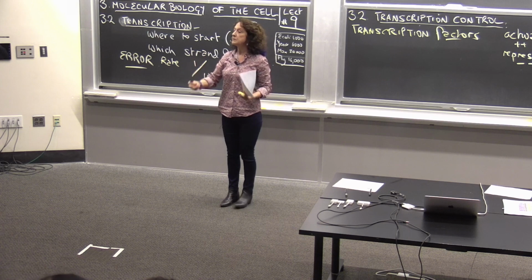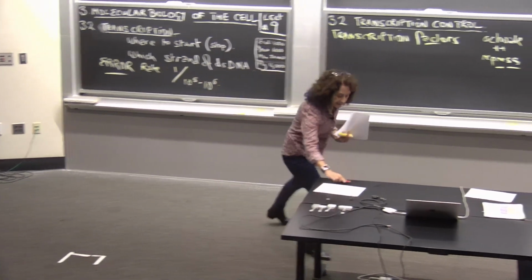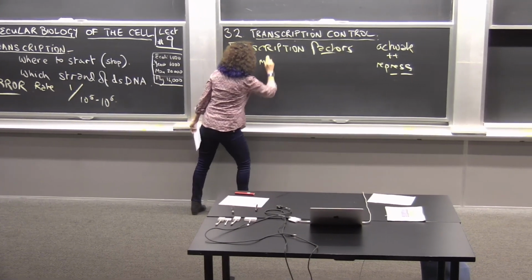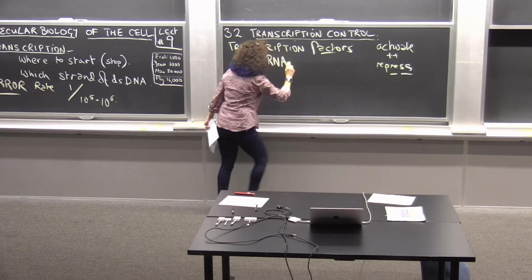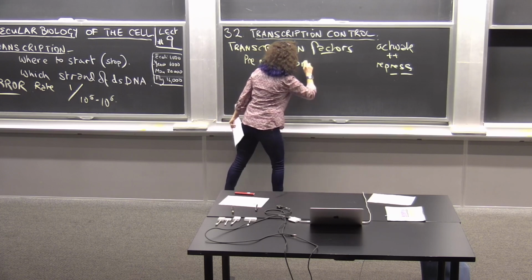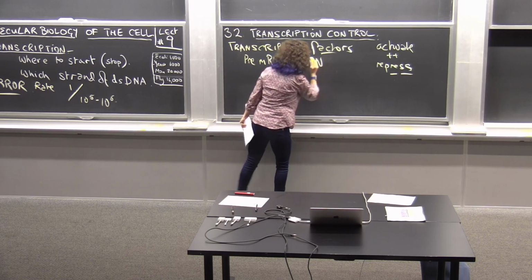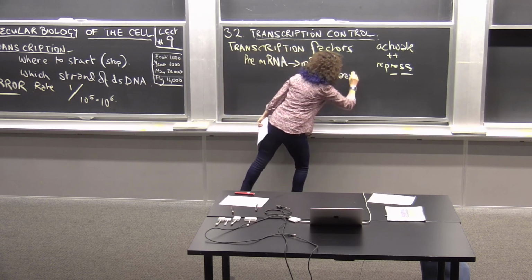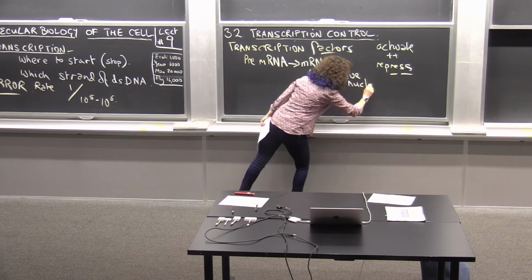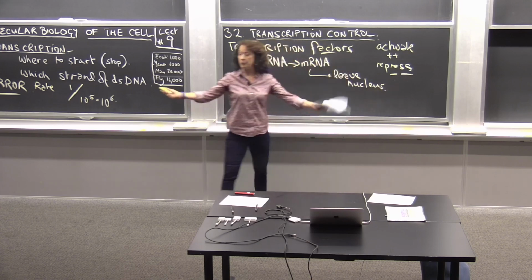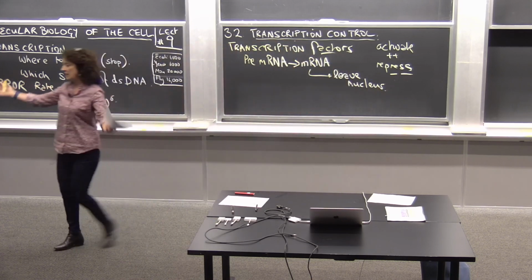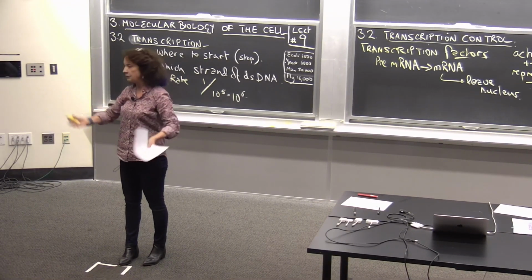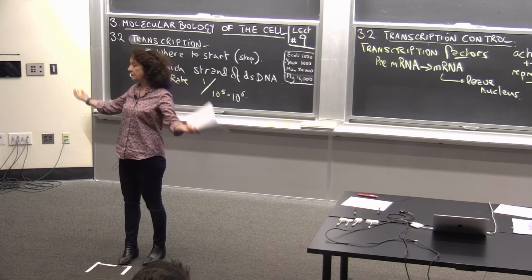And it also includes the machinery that takes a pre-messenger RNA into a mature messenger RNA that can leave the nucleus. If you send that pre-messenger out there, it's going to have a lot of stuff wrong with it. It's not going to be ready to face the outside of the nucleus. It's going to be readily degraded. It's not going to have the full information.